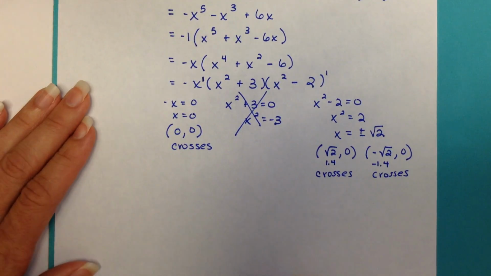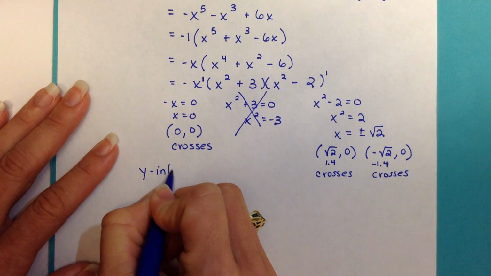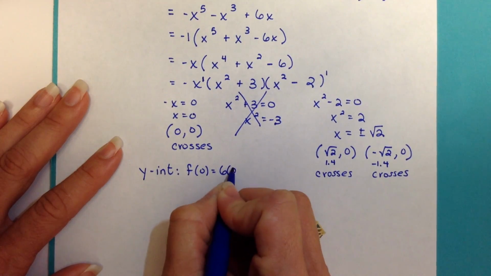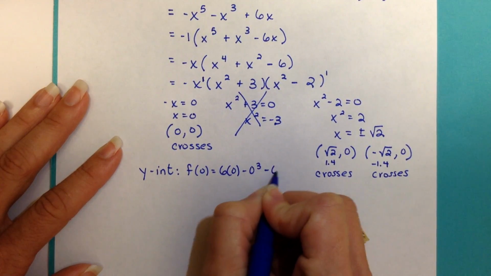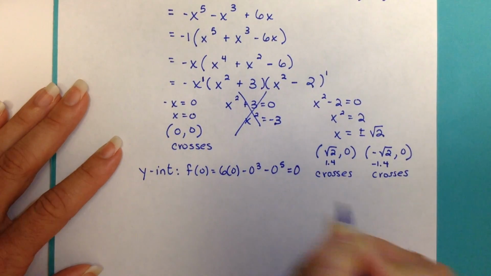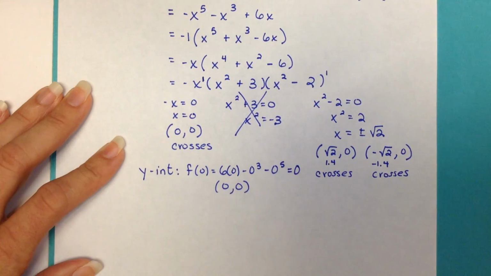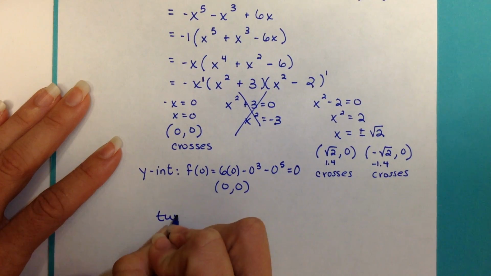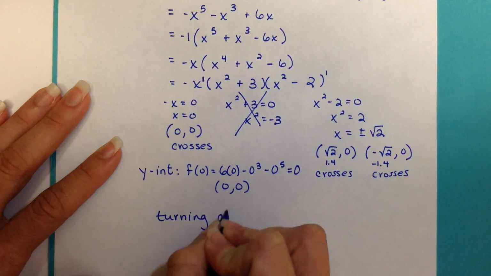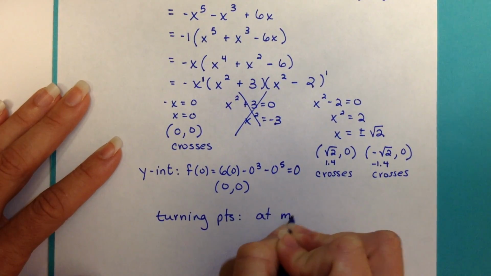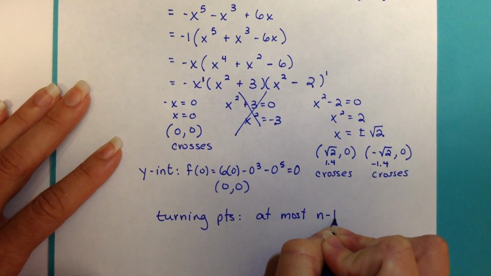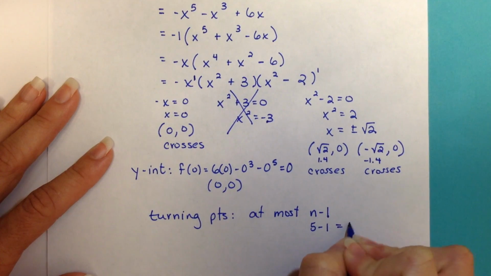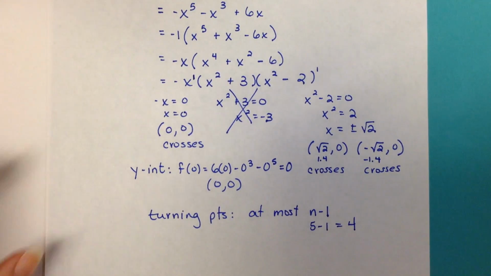Okay, y-intercept. Remember, you substitute 0 into the function. So 6 times 0 minus 0 cubed minus 0 to the 5th. So that's just 0. So again, that's the point 0, 0. Okay, turning points. At most, n minus 1, and back at the top, n was 5. So in this case, we would have at most 4 turning points.